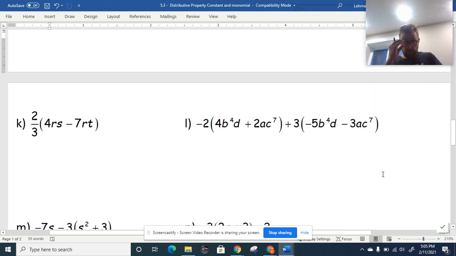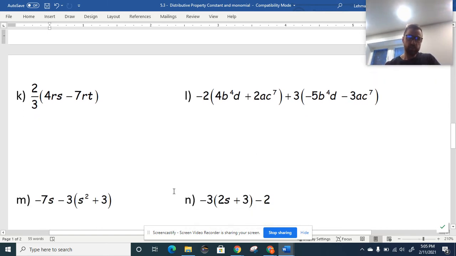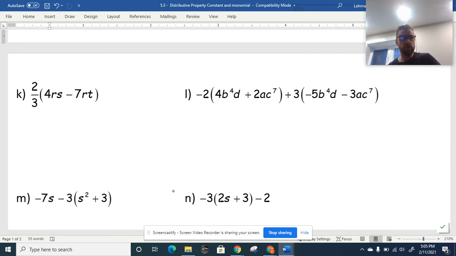Okay, we keep rolling. A couple more examples. The next one will be done exactly the same. This is a fraction, so it's a little bit uglier, but that's okay. 2 times 4, we'd have 8 over 3 RS.